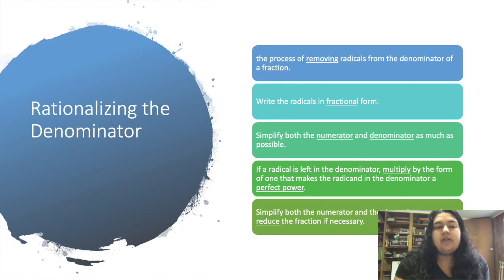Okay, rationalizing the denominator. I know, we're trying to make sense of math, and now we've got to talk to the denominator. It's not making any sense. Someone's got to talk. Oh wait, it's not that kind of rationalizing.